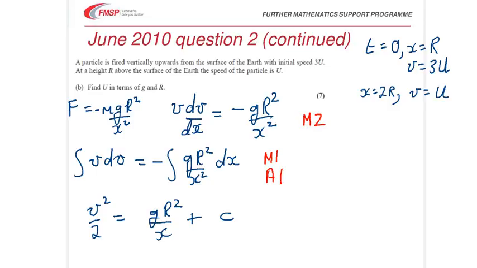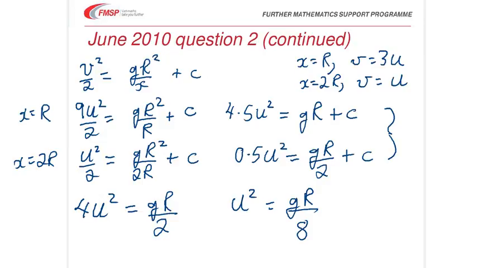And then, carrying on, there were M1 marks for putting in x equals r and x equals 2r, and A1 marks for getting the expressions. So there's an M1, A1 for each of these, and a final A1 at the end. That's right, I think I've got all the marks there.